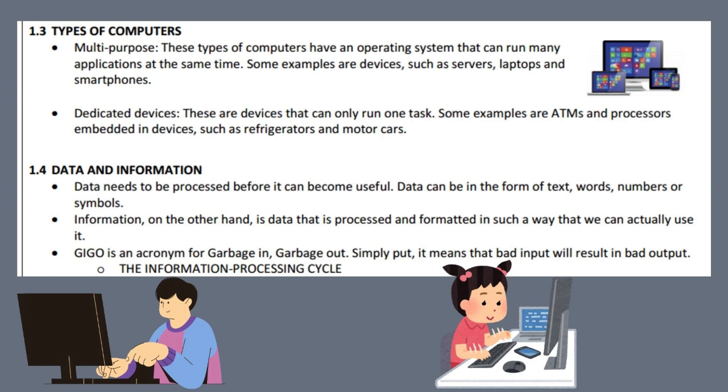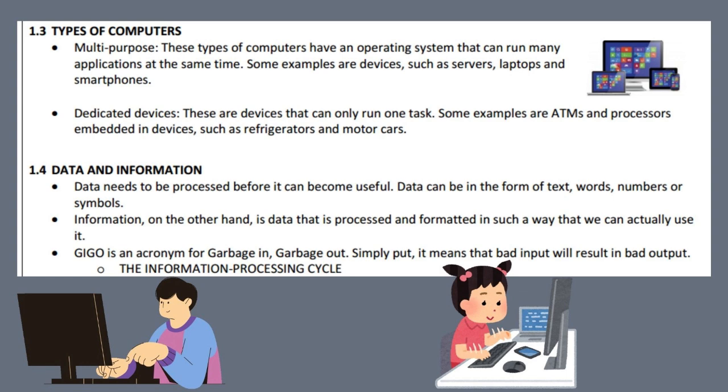1.4 Data and information. Data needs to be processed before it can become useful. Data can be in the form of text, words, numbers or symbols. Information, on the other hand, is data that is processed and formatted in such a way that we can actually use it. GIGO is an acronym for garbage in, garbage out. Simply put, it means that bad input will result in bad output.